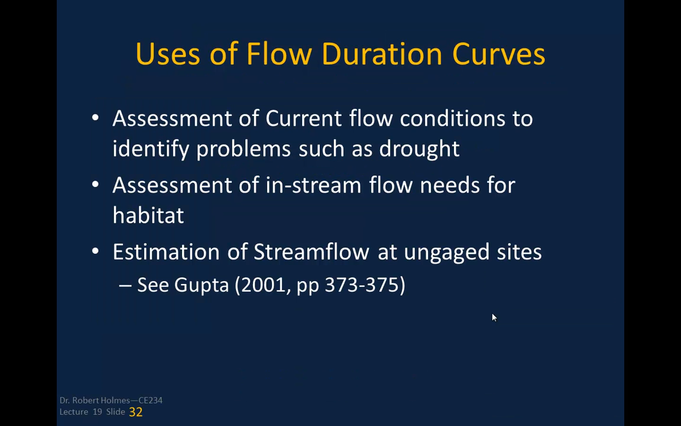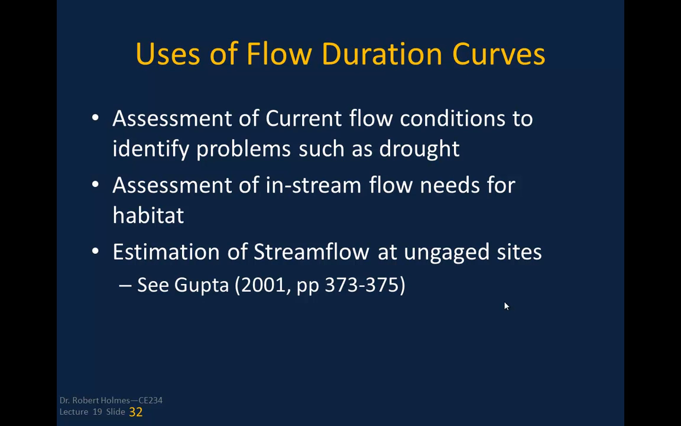What are our uses of the flow duration curve? It's assessment of current flow conditions to identify problems such as drought. So if we really don't know what the flow duration curve looks like, we can't really assess, are we higher than normal, are we lower than normal, where are we in terms of classifying hydrologically what's going on in a particular channel. I might also need to assess in-stream flow habitat needs. And so if I can understand what the hydrology of a particular stream is, I know what the channel is capable of, or what the flow rate is capable of being, and whether or not we can sustain a particular type of aquatic ecosystem.